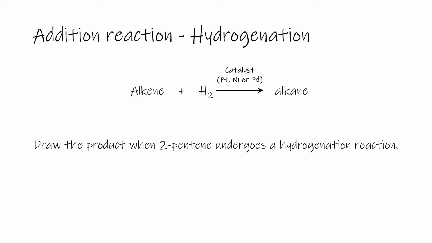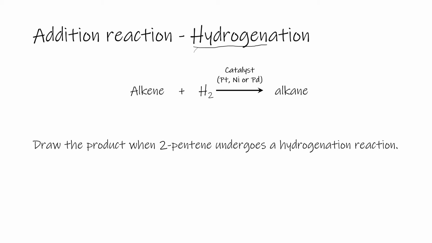Let's now look at an addition reaction, and the first one we're going to look at is hydrogenation. In a hydrogenation reaction, you have an alkene with a double bond reacting with hydrogen in the presence of a catalyst. Common catalysts are platinum, nickel, and palladium, and you get an alkane from it. If we look at the name, we have the word hydrogen in there. So in hydrogenation, we are adding hydrogen to our alkene.